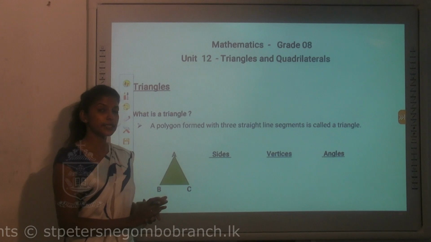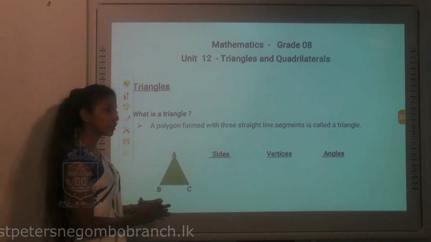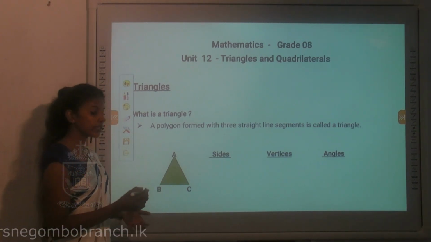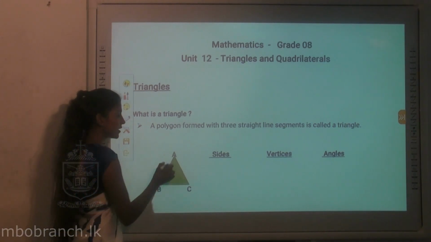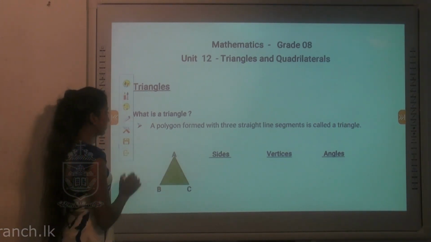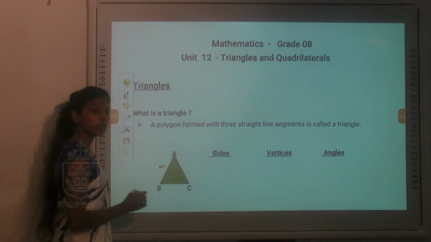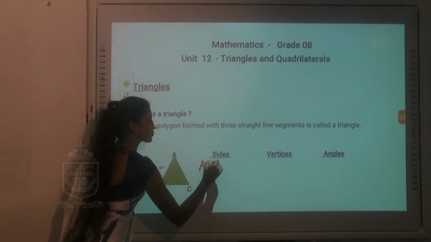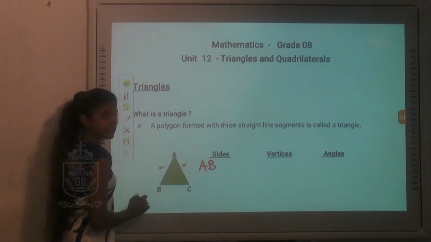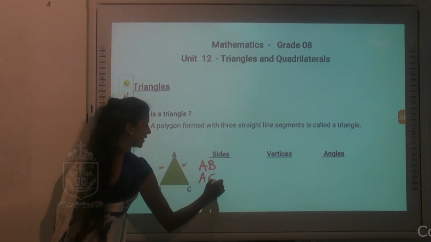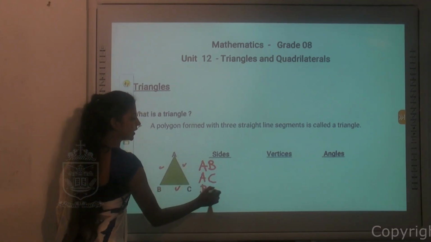So first of all, we will discuss the sides. Now in here you all can see there are three sides. You all can name the three sides like this. If you select this side first, it can be named as AB. And then if you select this side, AC, and the remaining side, that is BC.